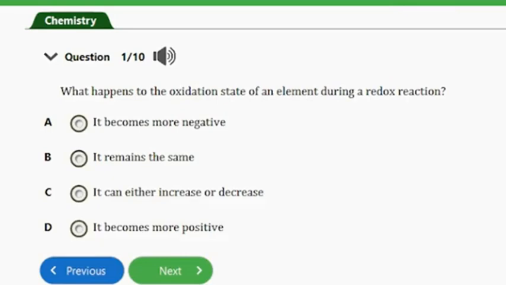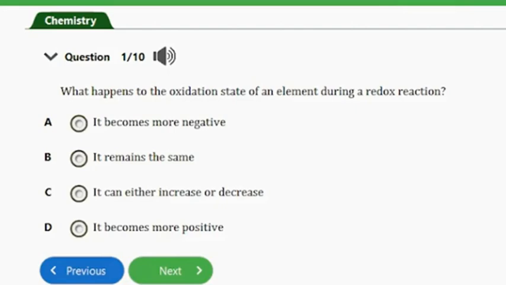It says, what happens to the oxidation state of an element during redox reaction? A, it becomes more negative. B, it remains the same. C, it can either increase or decrease. D, it becomes more positive. So guys, the answer to this question is option C.